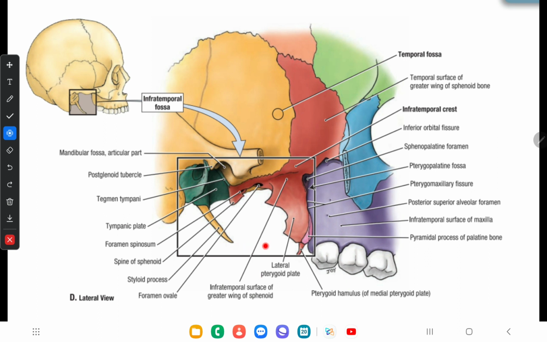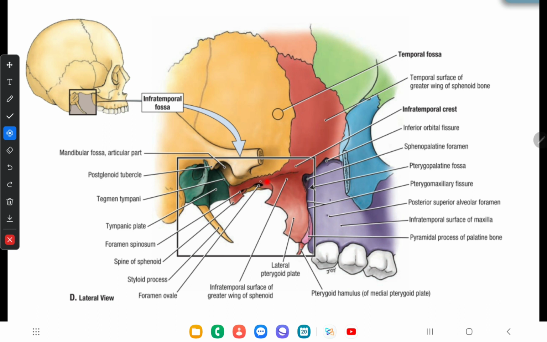The roof is formed medially by the infratemporal surface of the greater wing of the sphenoid bone. Here this is the maxilla, that is the infratemporal surface of the maxilla. Then this is the pyramidal process of the palatine bone. This is the pterygoid hamulus. This is the sphenoid bone. You can see the lateral pterygoid plate here and the infratemporal surface of the greater wing of the sphenoid bone.